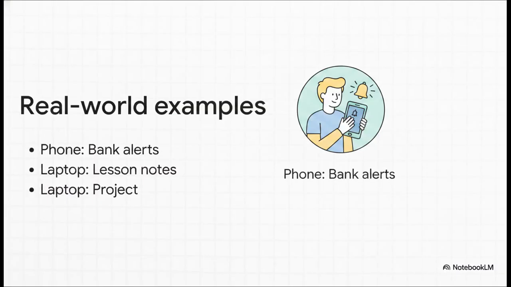To really ground this concept, let's look at some real-world examples. Say a parent needs to quickly check their bank alerts. They'll use their phone, but a teacher preparing a full week of lesson notes, they're going to use a laptop for sure. Or think of a student. They might use a phone to quickly watch a short 5-minute video lesson while riding the bus. But when that same student gets home and needs to type up a final project, they'll move over to a laptop. So, what does this all mean? Choosing a device depends entirely on the kind of work you're trying to do. Neither one is universally better than the other. They just have different specialties.